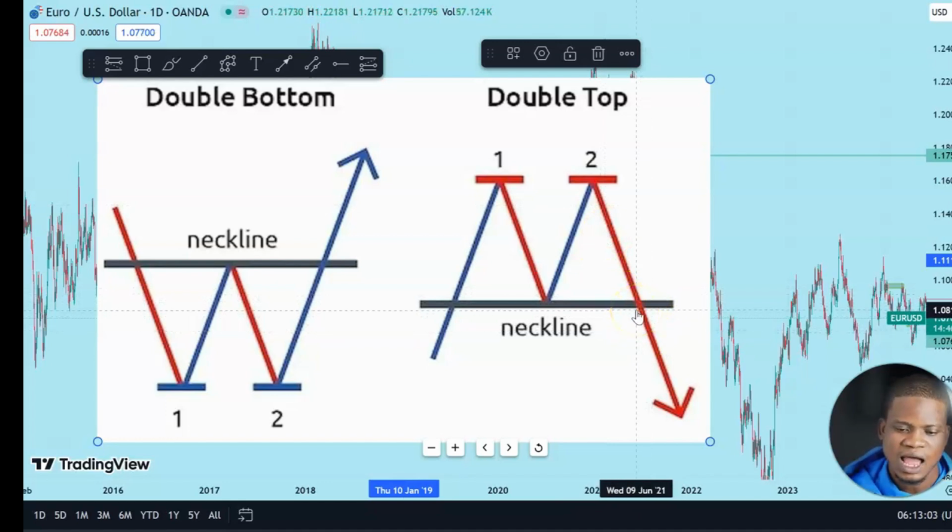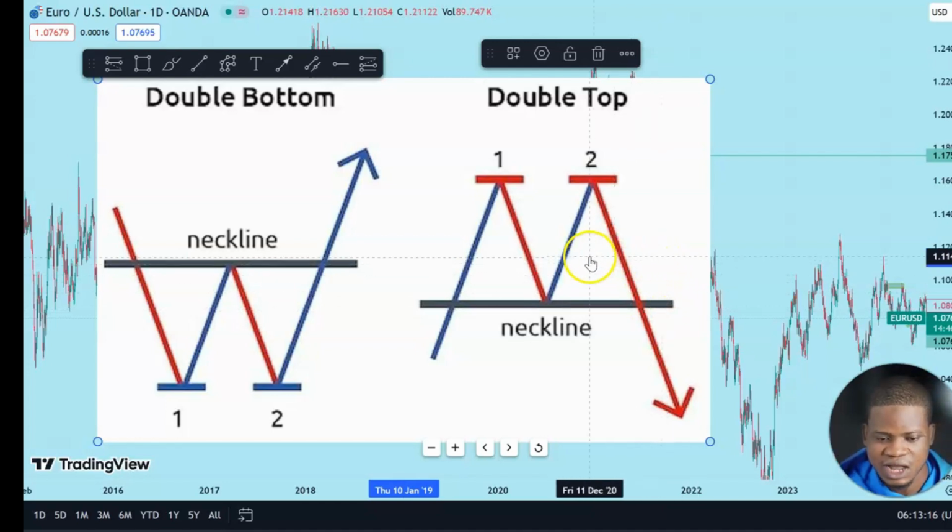So in this video, I'll go into the chart and show you the double top and double bottom patterns from real life examples on the chart. Then I'll talk about the strategies I use to trade them, and how to trade them, to get really accurate trading decisions.